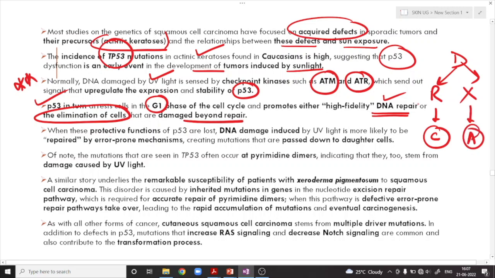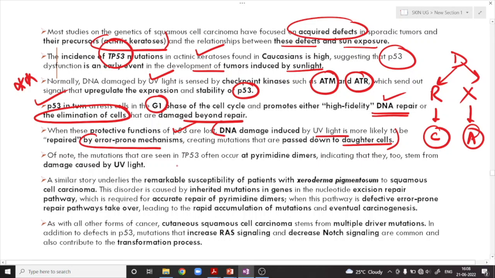Now this is why we are reading about p53, because p53 is very important and very protective. It is a tumor suppressor gene. So when the protective functions of p53 are lost, then the DNA damage induced by the UV light is far more likely to be repaired by error-prone mechanisms. And in that situation, cells with damaged DNA will be allowed to divide, and those particular cells with damaged DNA will be passed down to the daughter cells. So this is going to lay down a very fertile area for neogenesis or for neoplasia to occur.